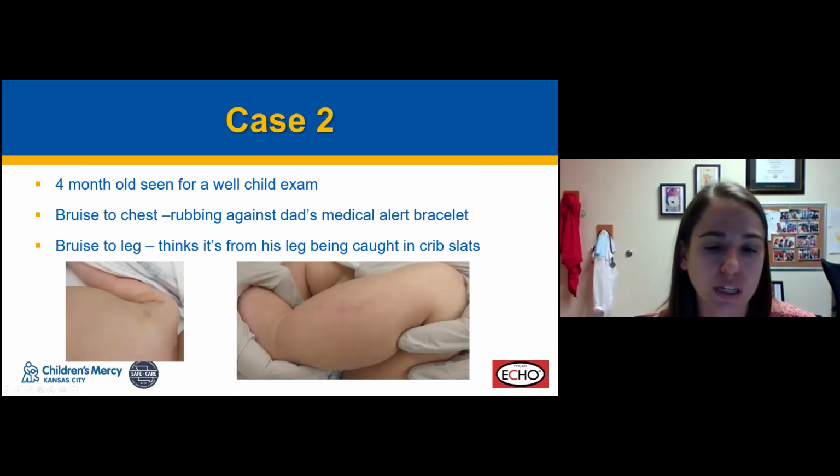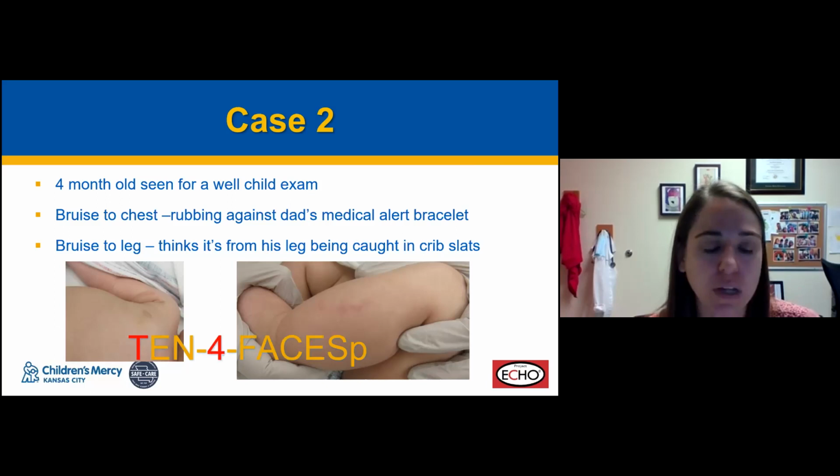And the mom said, well, you know, his legs get caught in his crib slats sometimes, so I think that's probably it. So in this case, the provider actually said these are pretty small, I think that could maybe make sense, but luckily called for some further advice.